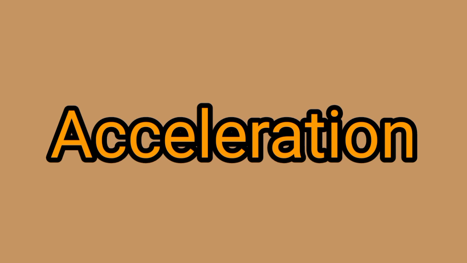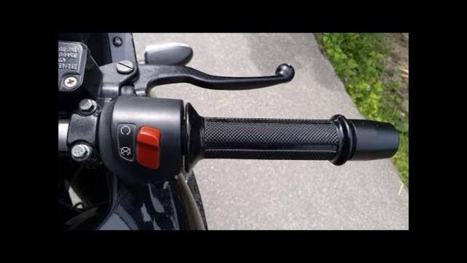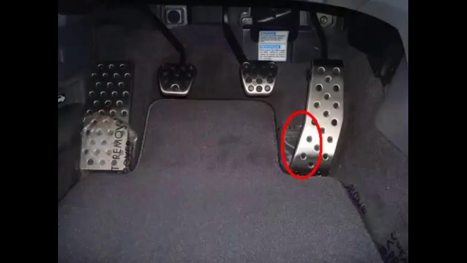You might have heard the word accelerator. This accelerator is present in bikes and cars. With the help of this accelerator, as you can see in the picture, we can control the speed of the vehicle. Means this accelerator is used to increase or decrease the speed of the vehicle.